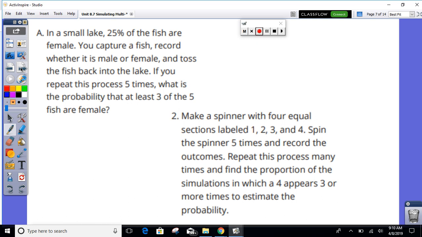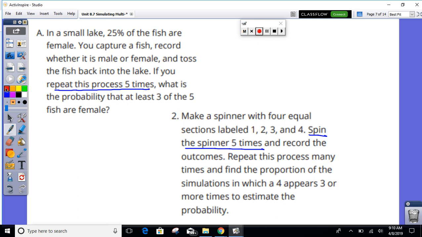Okay? Why do we need to spin the spinner 5 times? Bryce? Because it tells you to. Where does it tell you? What in A tells you that you're going to need to spin the spinner 5 times in number 2? It says repeat the process 5 times in the first leg. Okay, good. So repeating the process 5 times goes with spinning the spinner 5 times.